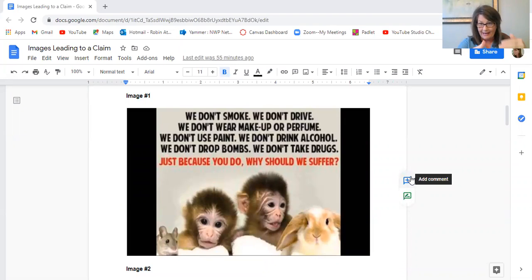So we're going to look through a series of images, and as we engage with each image, we'll think about the claim that is forming in our minds as we view the image. So I'm going to share my screen, and we'll look at a series of images about a hot topic, animal testing. So should we use animals to test products or processes?